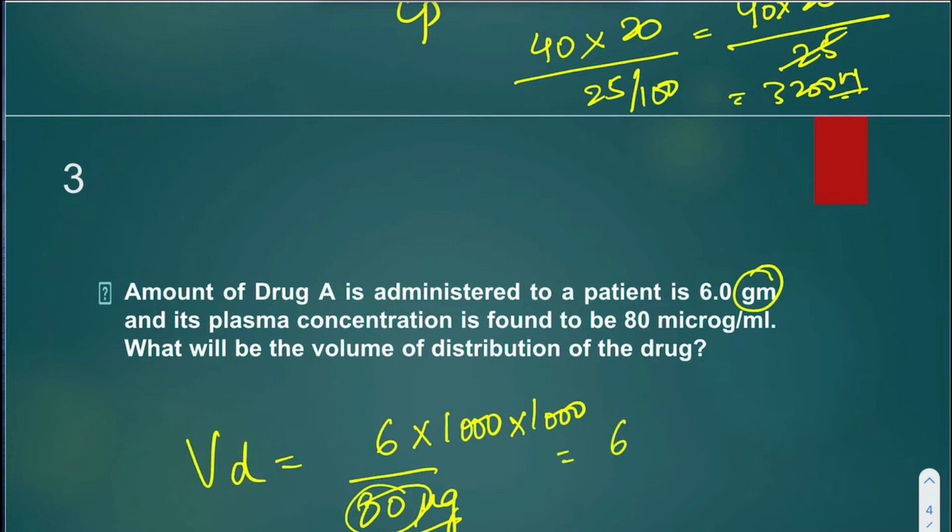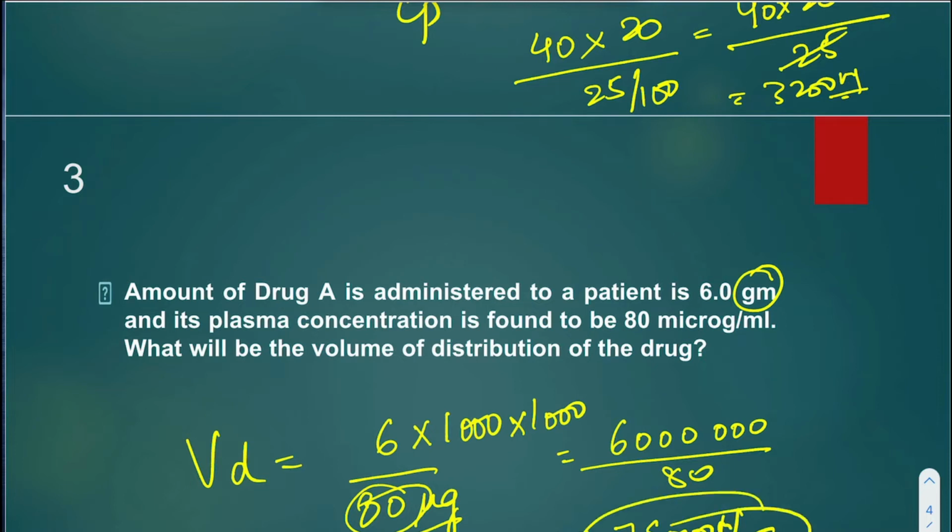So this is 6, 1, 2, 3, 4, 5, 6 divided by 80. So approximately it becomes 75,000. ठीक है, it becomes 75,000 micrograms per liter. So this liter, sorry, ml. So this is your ml. It is in ml because microgram cancel हो जाता है. So what we are left with is liters only. So ml, sorry. So 75,000 ml is the answer.